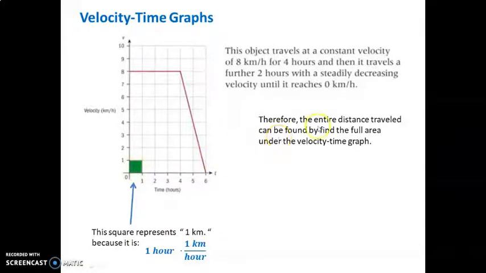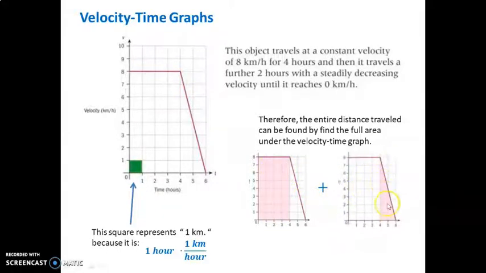Therefore, if we want to discuss the entire distance traveled by this object, shown by this velocity time graph, we can just find the full area under the velocity time graph. Because if we find that full area, we'll have the number of kilometers in total. This is 1 kilometer, we can find all the kilometers. So let's do that now. We can do that by adding two areas. First, the area of the large rectangle here, and you can see it shaded here, plus the area of the remaining triangle on the side here, right here.